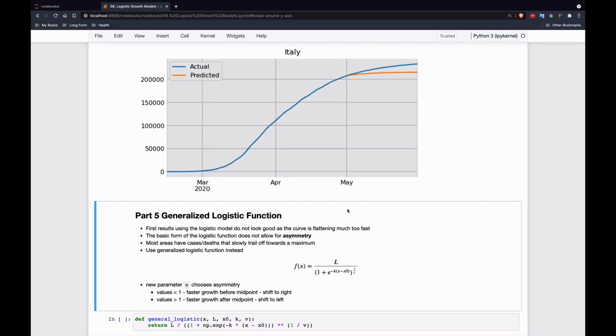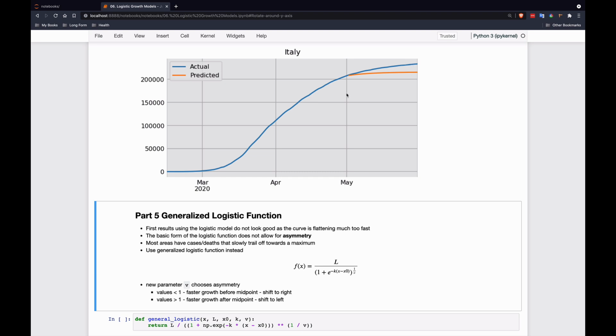Welcome to part 5, Generalized Logistic Function. The first results from our basic logistic function do not look very good. If we take a look back at the data from Italy, we trained our model up to May 1st and then predicted from May 1st onward. We can see the orange line is very flat compared to what actually happened in blue.